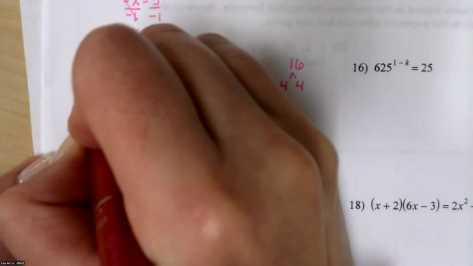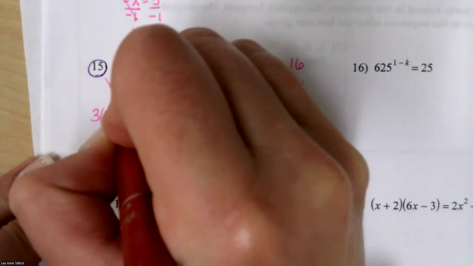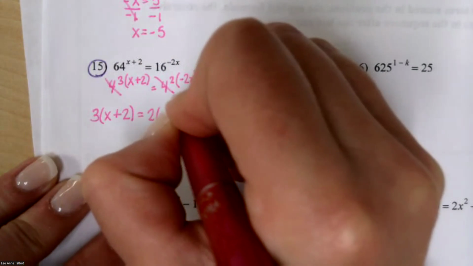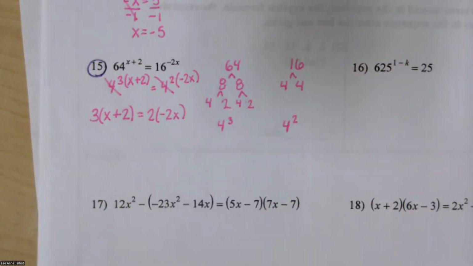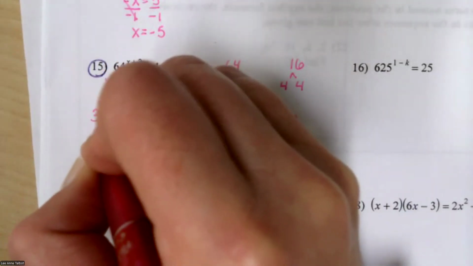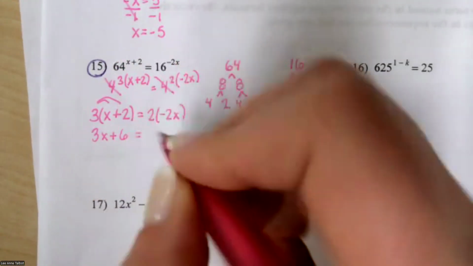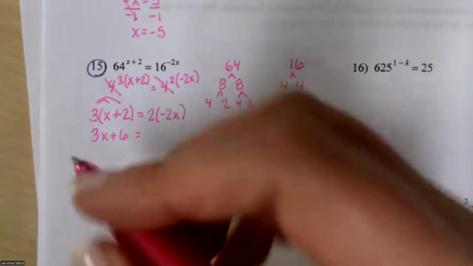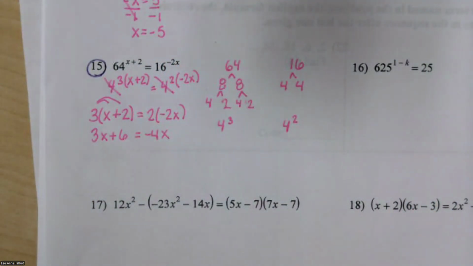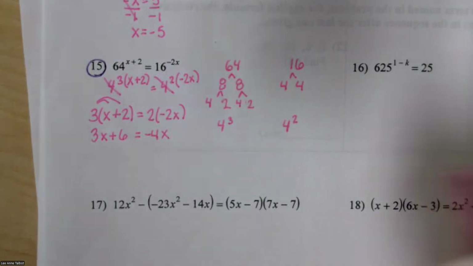Cancel out the 4, so I have 3x plus 2 equals 2 times negative 2x. This side I'm going to distribute, so I have 3x plus 6. And this side you just multiply, that's negative 4x. This one's not going to have a nice answer, huh?